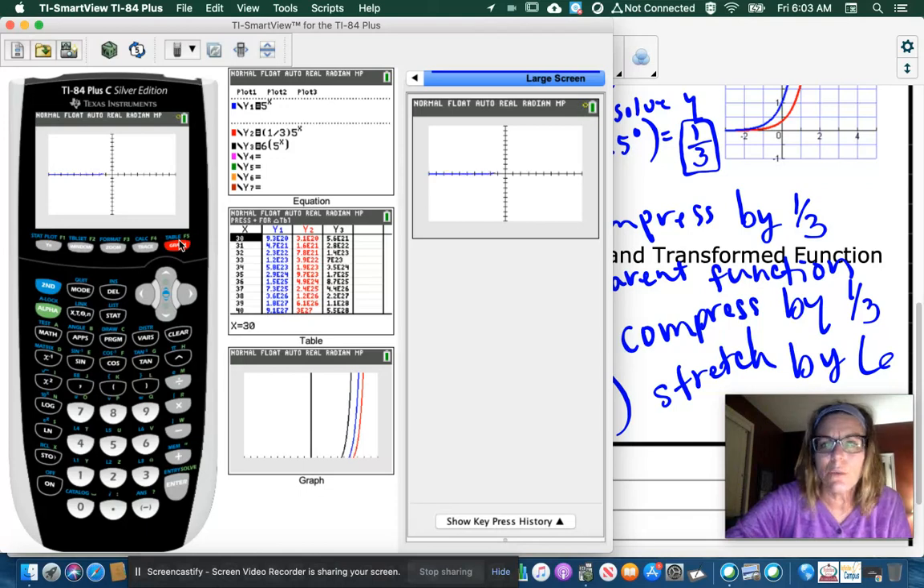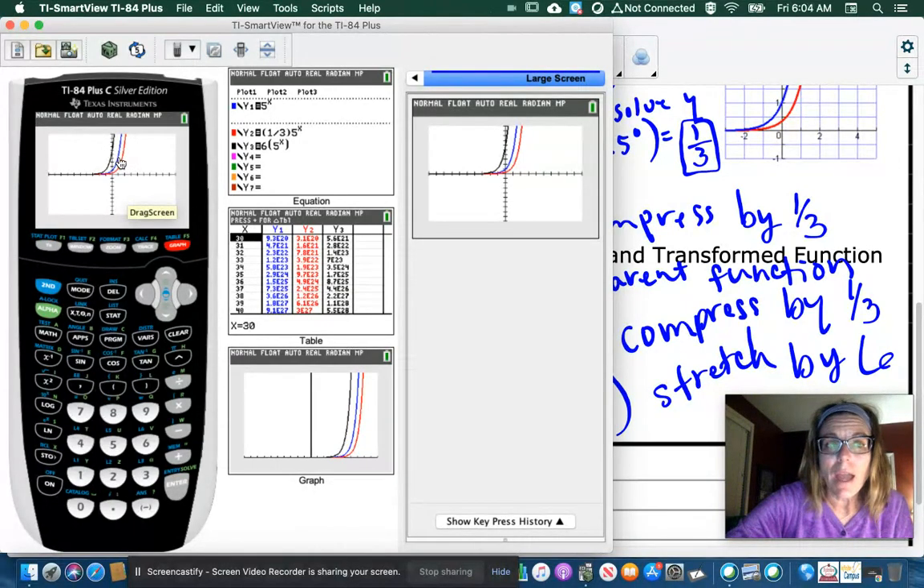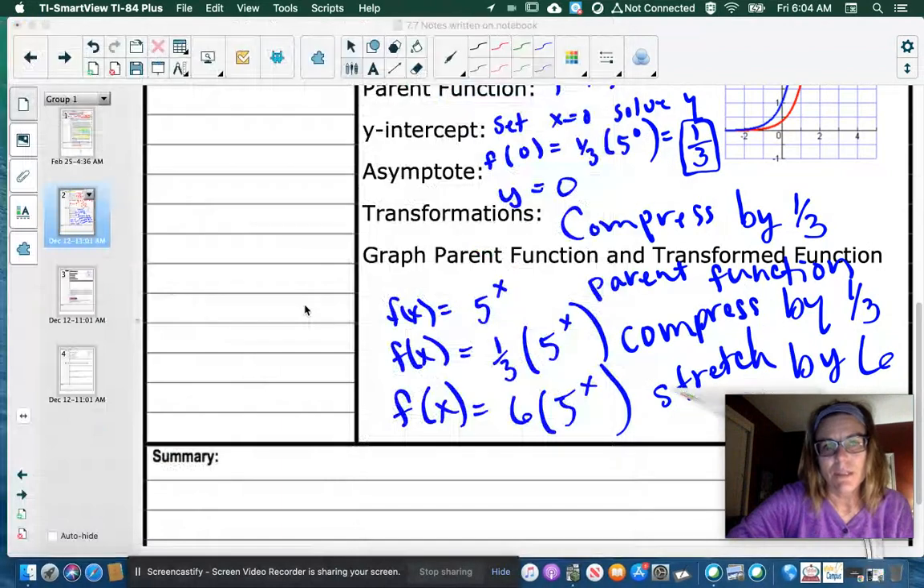All right, I just want to demonstrate what's happening here so you understand the difference between compress and stretch. The blue function is our parent function, 5 to the x. The red function is our compressed function, by 1/3, and the black is our stretch. So notice the difference in how they look. The blue is obviously in the middle. The red is the compressed. That means I'm pushing the blue down, compressing it down towards the x-axis. The black, I'm stretching the blue away from the x-axis.